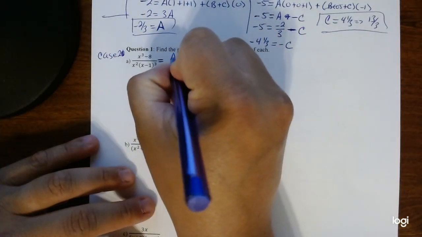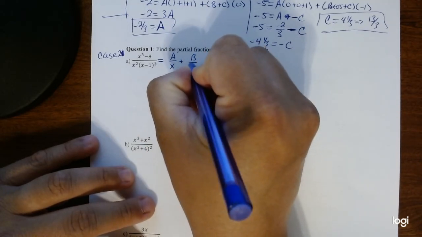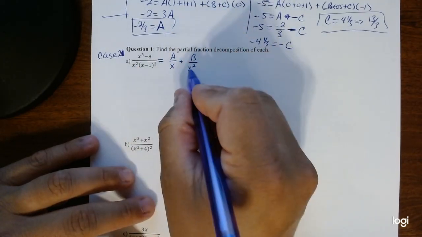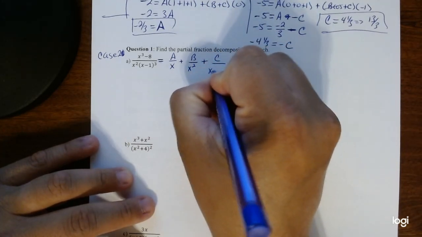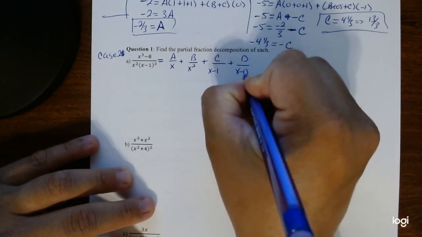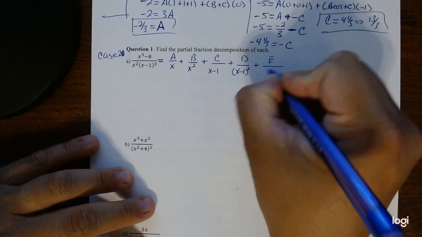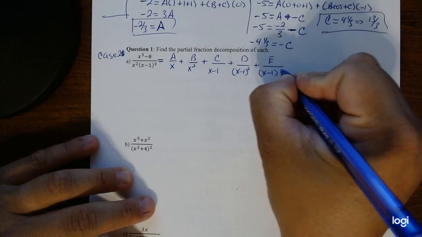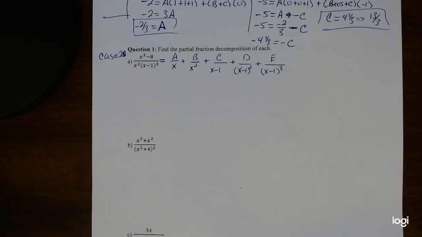So this is going to be a over x plus b over x squared, because that's a double root, right? It's a repeated root, plus c over x minus 1 plus d over x minus 1 squared plus e over x minus 1 to the 3rd power. So you're like, that's a lot of stuff to deal with. Okay. So again, it's going to look really messy, but we got to do this.